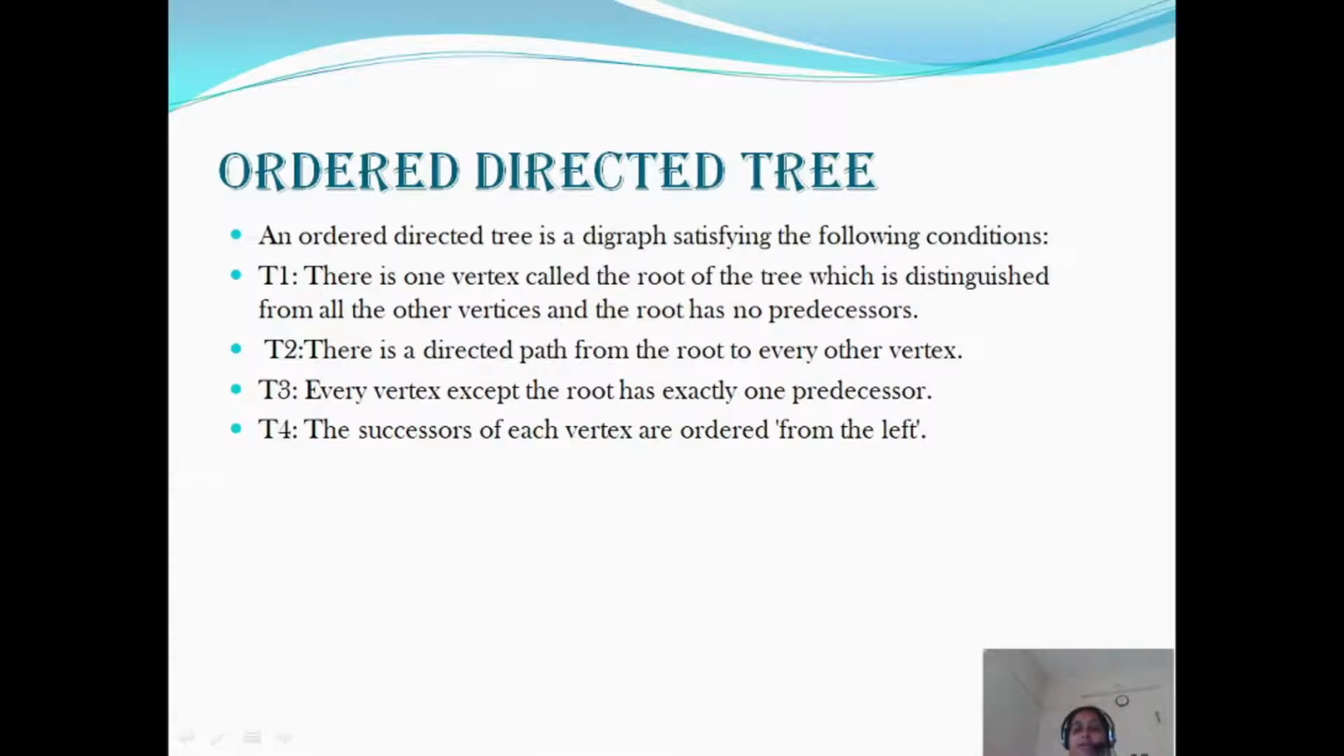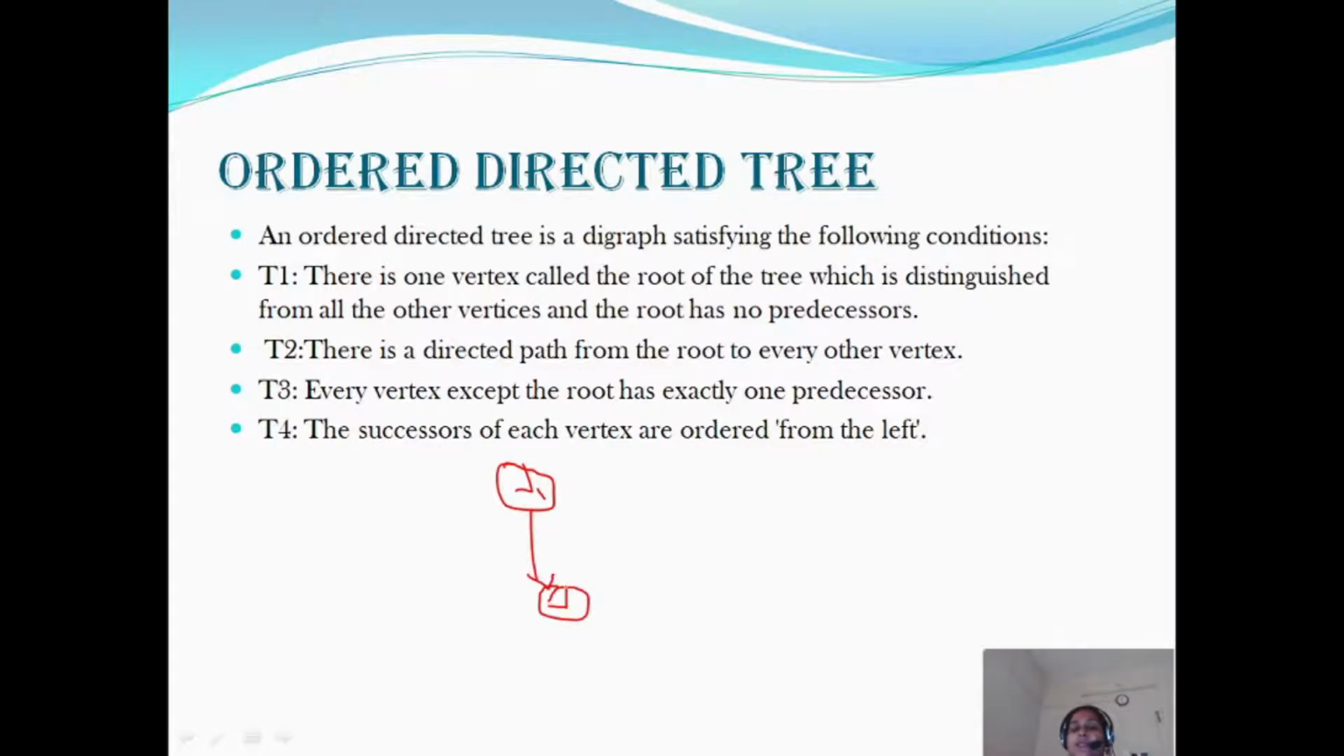Okay, next is an ordered directed tree, or ordered tree, we can say. Ordered tree means it is coming from a directed graph, because the ordered tree comes from the directed graph. For example, this is an ordered tree. The first condition says that it has a root.